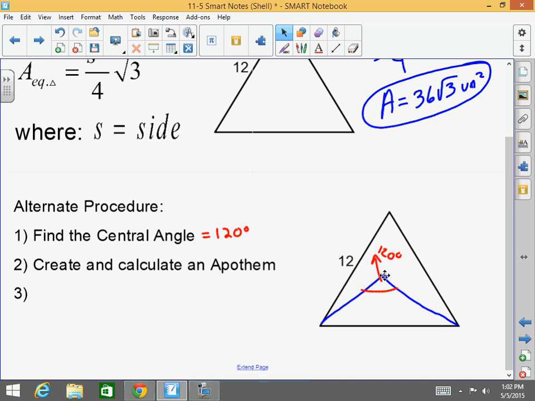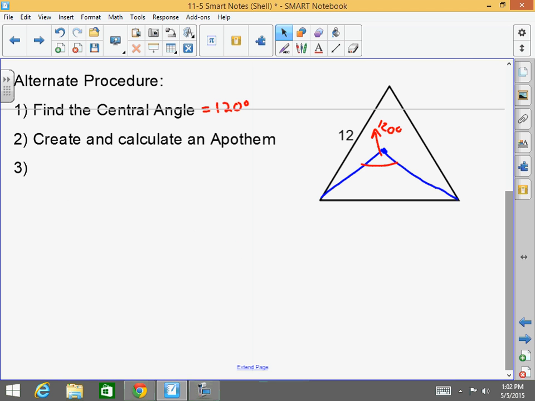Number 2, you're going to create and calculate an apothem. This is easy. Drop down an altitude. That's creating your apothem here, right? You with me here, guys? The apothem is a perpendicular bisector, correct? So that means that it breaks this side in half. If the whole side was 12, that means that this side is going to be 6, correct? Okay. The apothem also is an angle bisector. So that means that this is now a 60, correct?